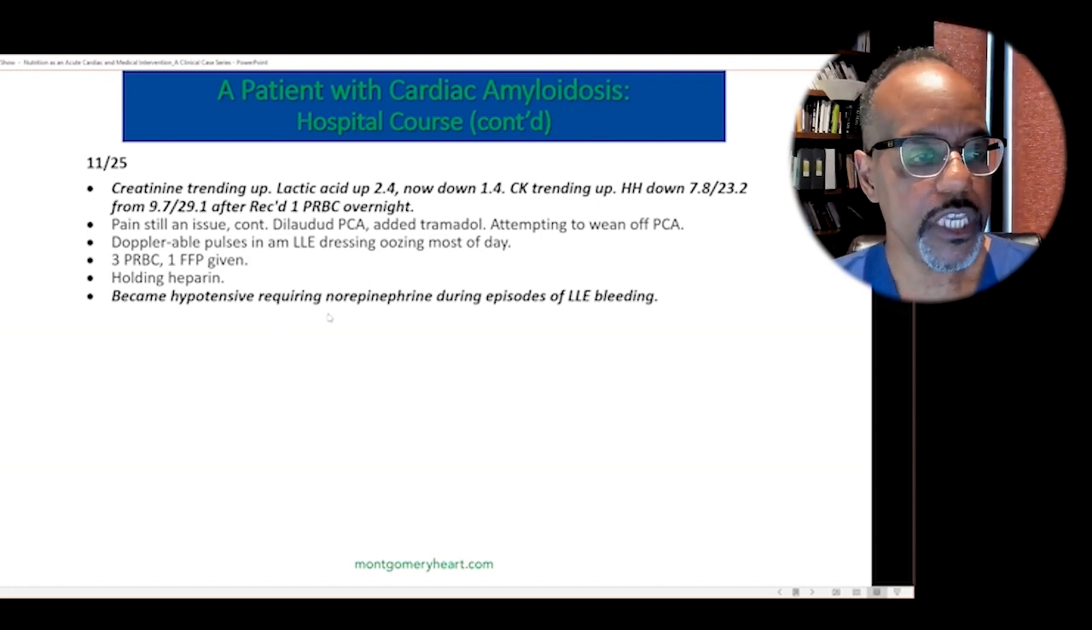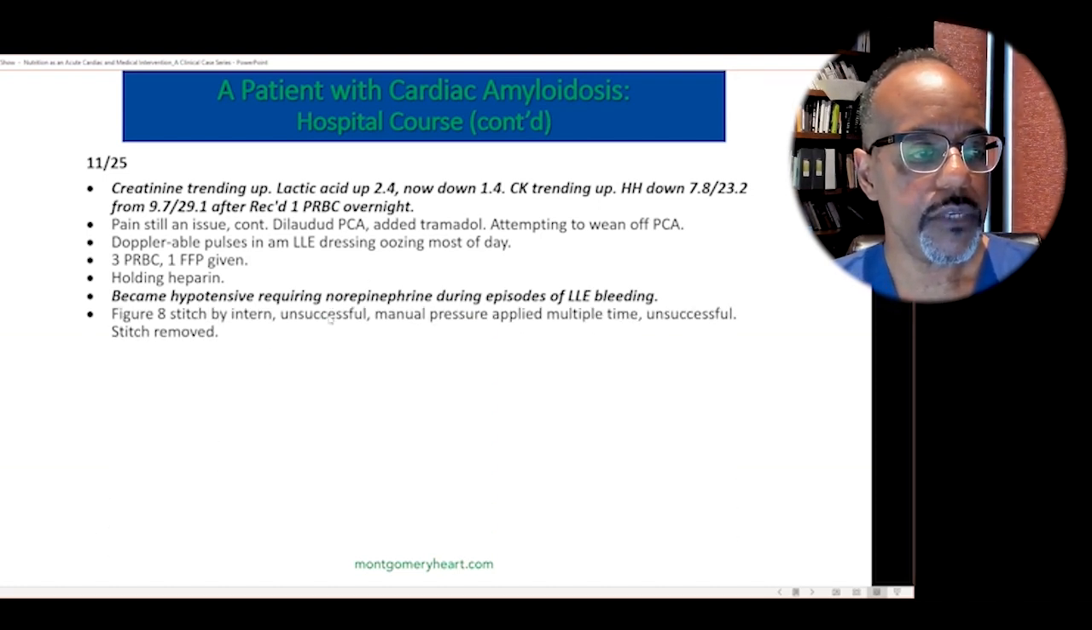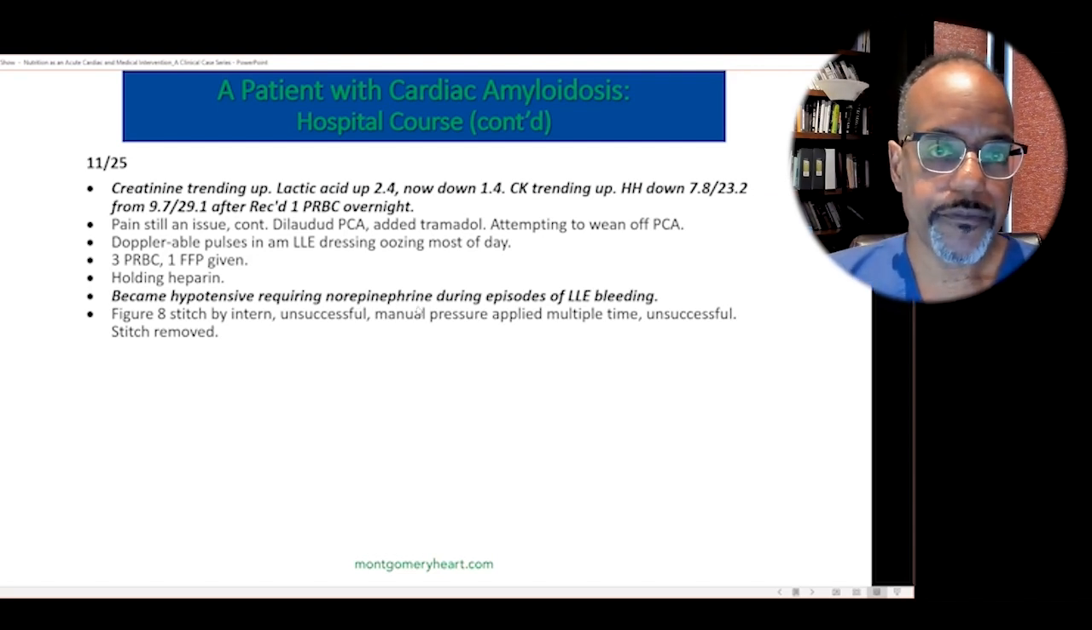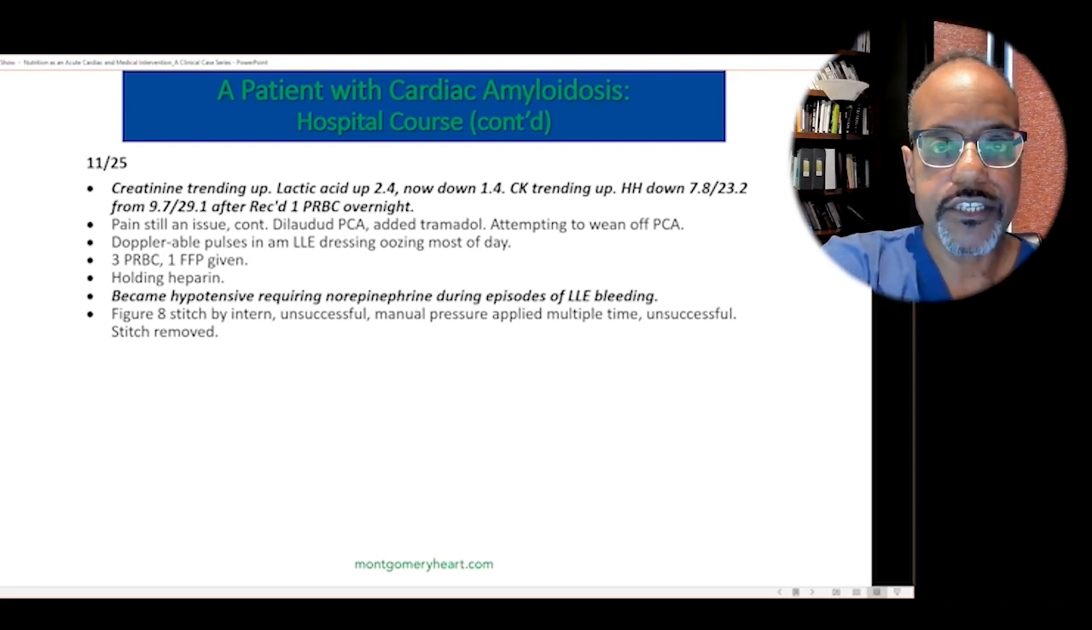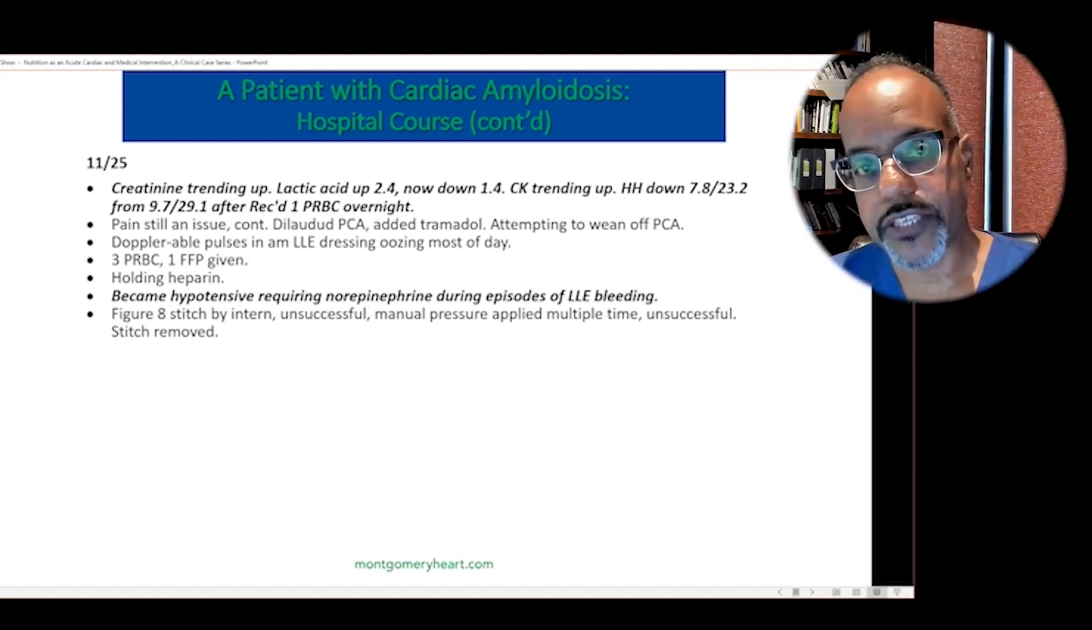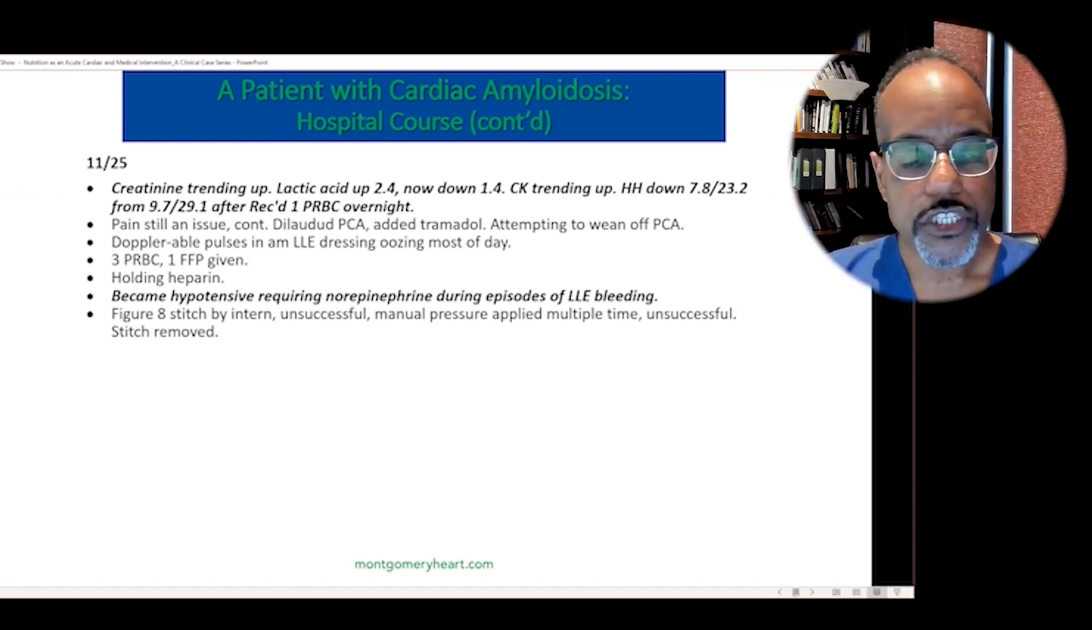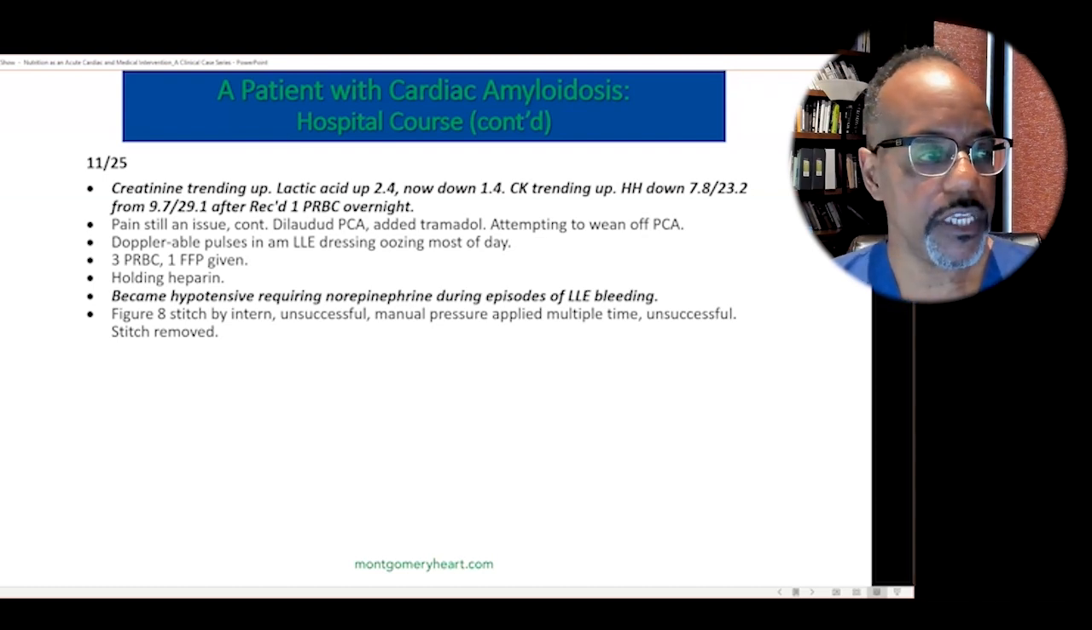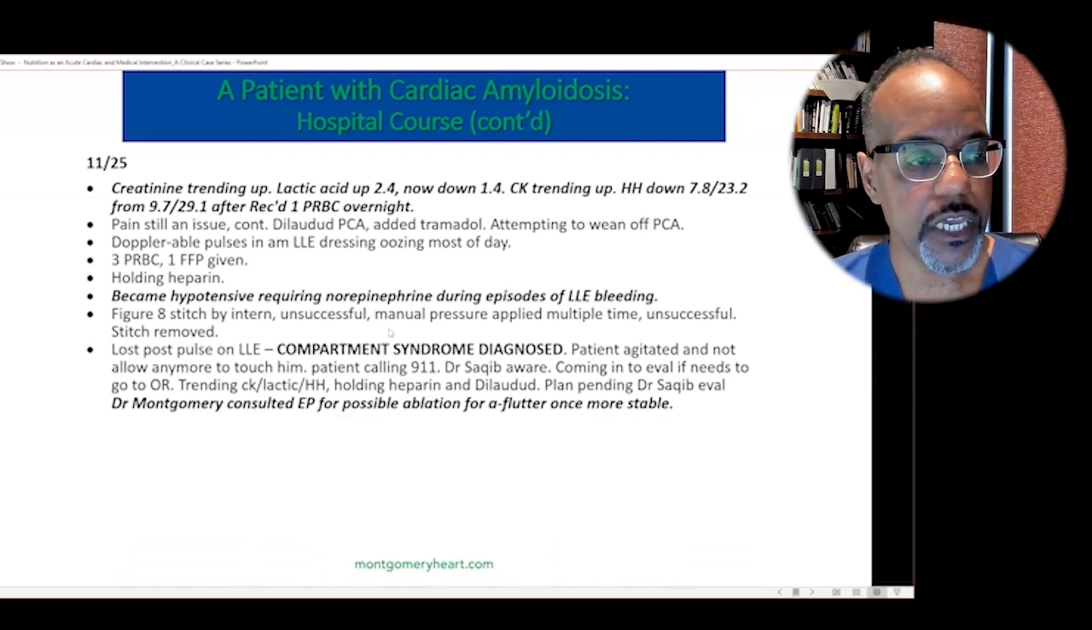He became hypotensive. We started on norepinephrine. Again, starting norepinephrine makes the heart rate worse because he has an arrhythmia. It also can constrict blood vessels, but we had to get the blood pressure up. So we're dealing with this delicate balance of things. They tried to stitch the bleeding closed, but that didn't work.